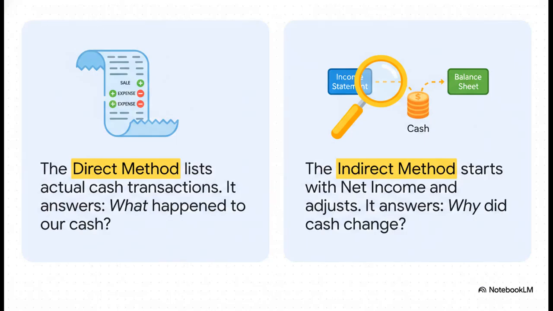Here's the key difference, and it's a big one. The direct method is like a checkbook register. It just tells you what happened to your cash. But the indirect method, well, it's more like a detective. It starts with your profit and tells you why your cash changed. It connects the dots between your operations and your bank account. And that connection, that's the secret to building a really powerful forecast.